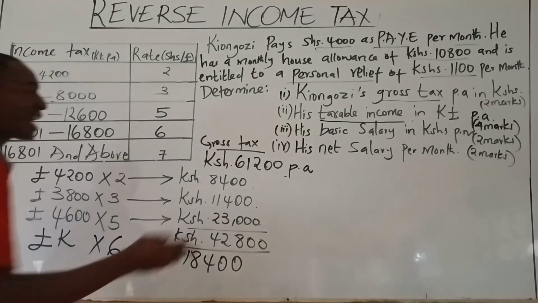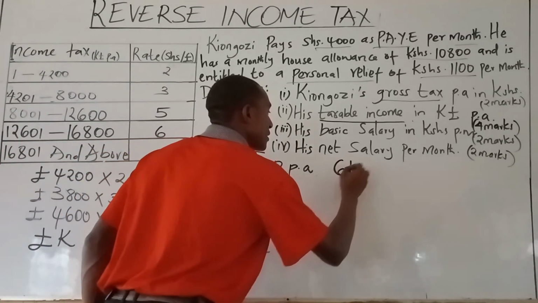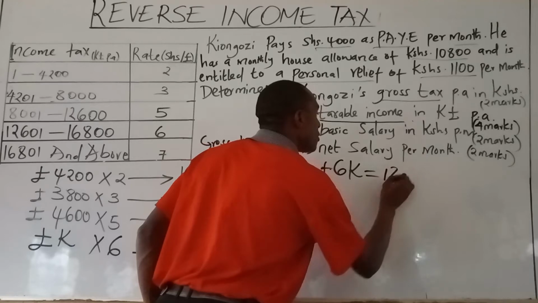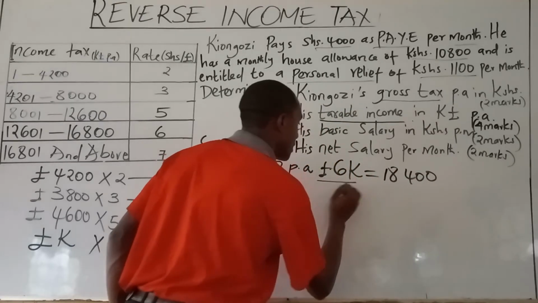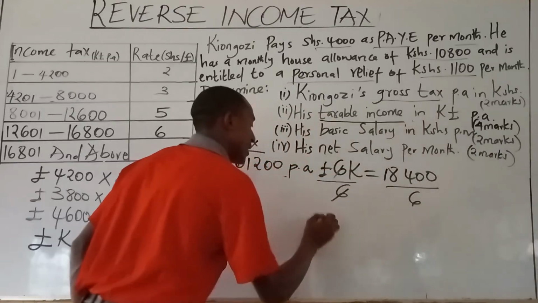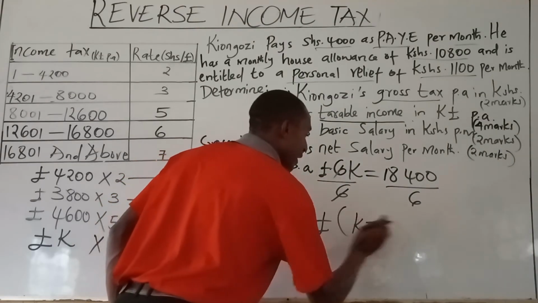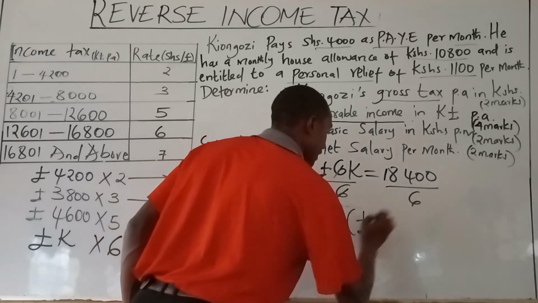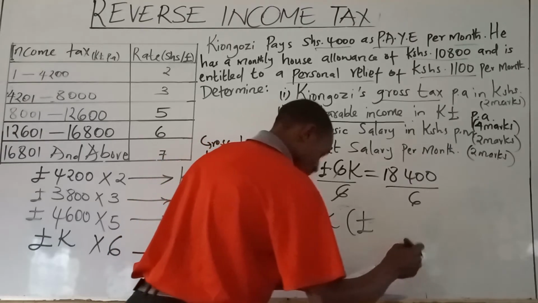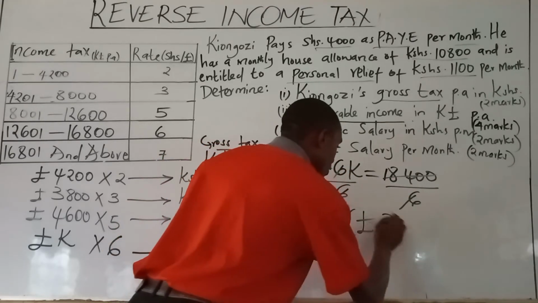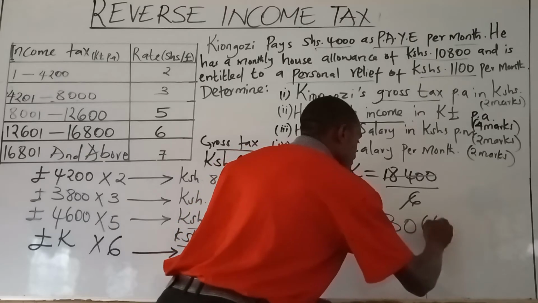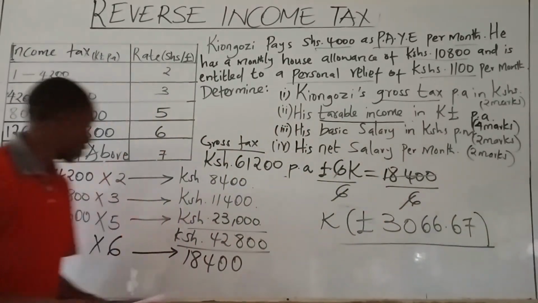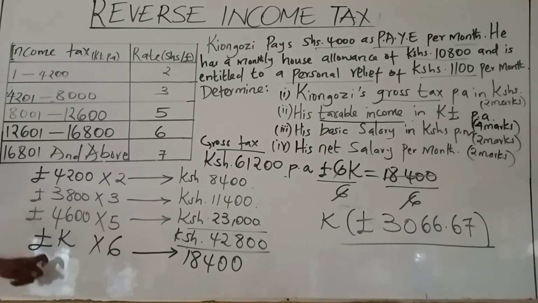The value of K, we have 6K, and this money is in pounds, is equals to 18,400. Divide by 6 on both sides. Your value of K, K in pounds, will be, you divide by 6 and you use your calculator, you get 3066.67. This is the amount you find on this last slab for taxable income.